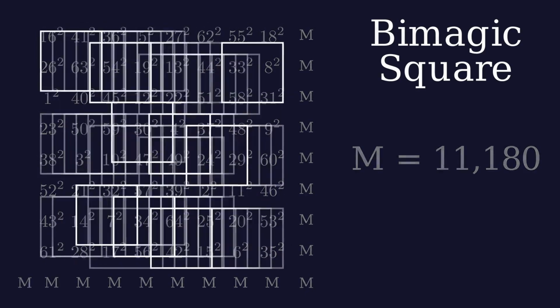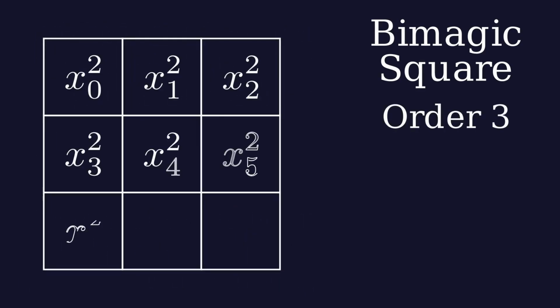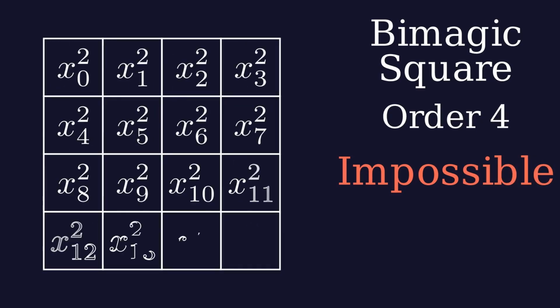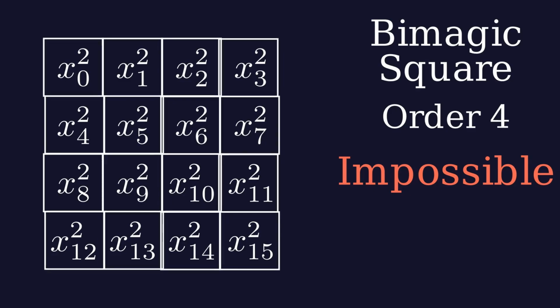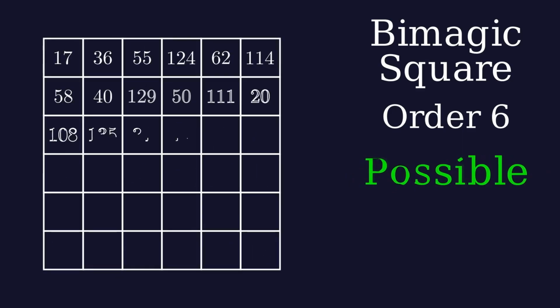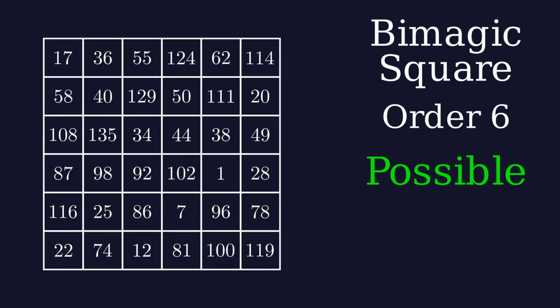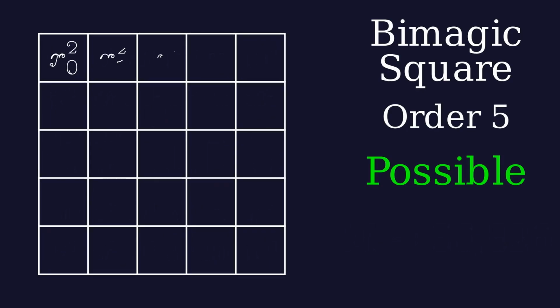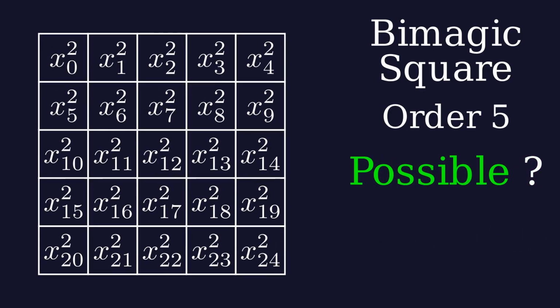It has been proven that constructing a bi-magic square of order 3 is impossible. And the same holds true for the fourth order. The smallest known bi-magic square is of order 6, which was created in 2006. This bi-magic square has a magic constant of 408, and when the numbers are squared, the magic constant becomes 36,826. While numerous bi-magic squares of orders greater than 6 exist, it remains uncertain whether a bi-magic square of order 5 can be created. Its possibility has not been proven or disproven yet.